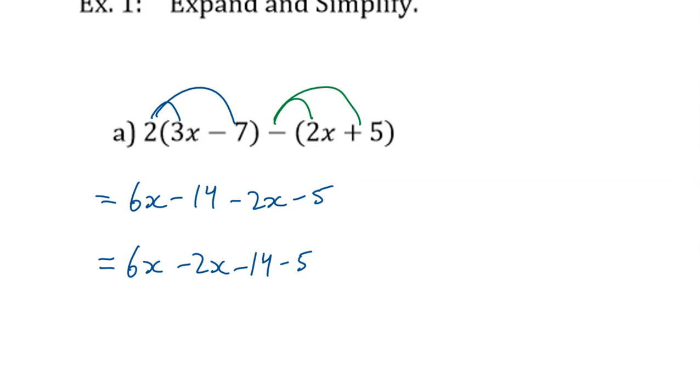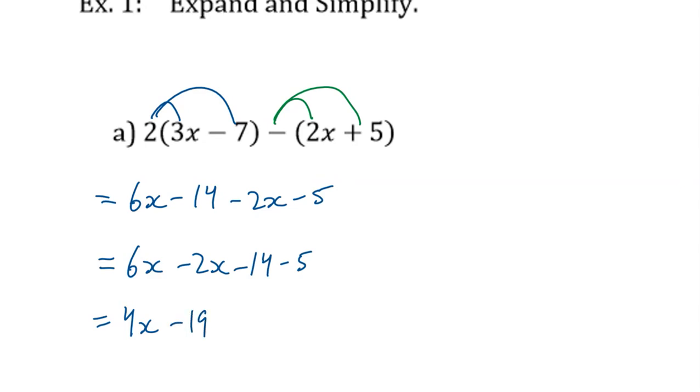Then I actually add them. How do you add terms? 6x is like 6 x's or 6 apples. 2x is like 2 x's or 2 apples. 6 apples, you take away 2 apples, how many do you have left? 4 apples. So 6x minus 2x is 4x. I didn't change the variable. When you're adding and subtracting, you're just adding up the x's. And -14 minus 5 is just -19.